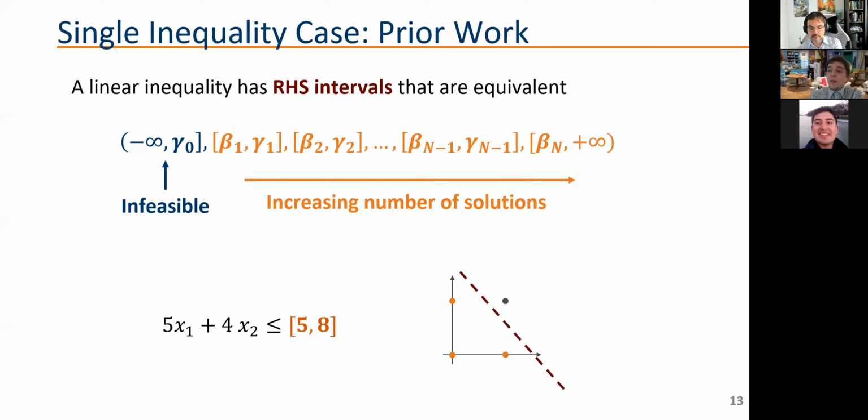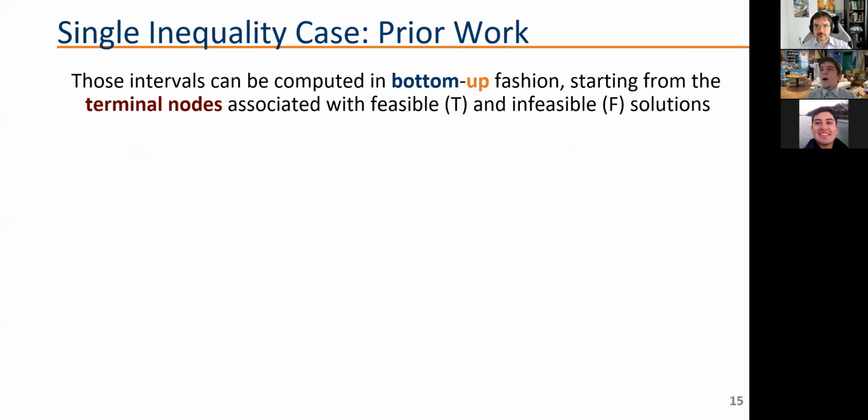Then for a right-hand side between 5 and 8, we're going to have 3 solutions. And for a right-hand side of 9 or more, all 4 possible solutions are going to be feasible. Now the way that we can calculate these intervals of feasibility, once we have explored a subproblem that has these particular solutions, is in a bottom-up fashion, in the same way that when we're reducing a decision diagram, we work bottom-up by merging the nodes together.